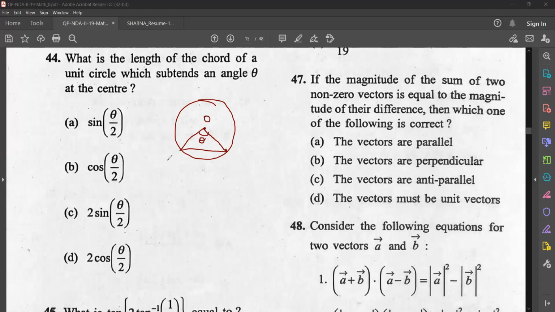So this is center O, A, B. You have to find the length of this chord, and they have said that this is a unit circle. That means the radius is 1. You have to find this length AB. Please try.